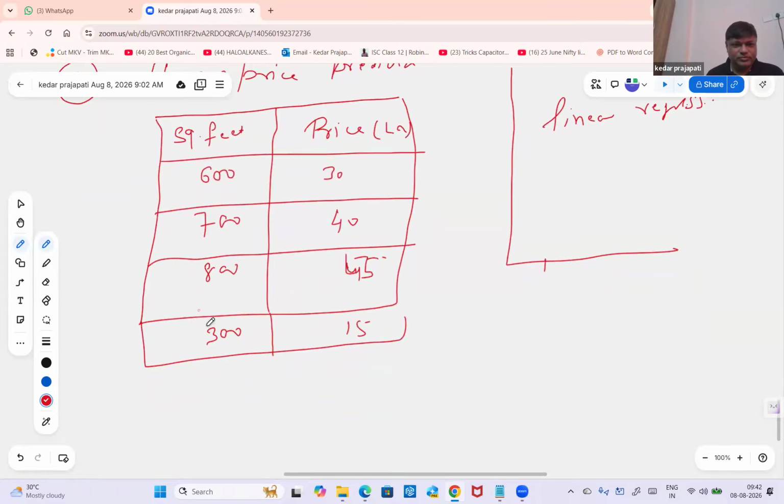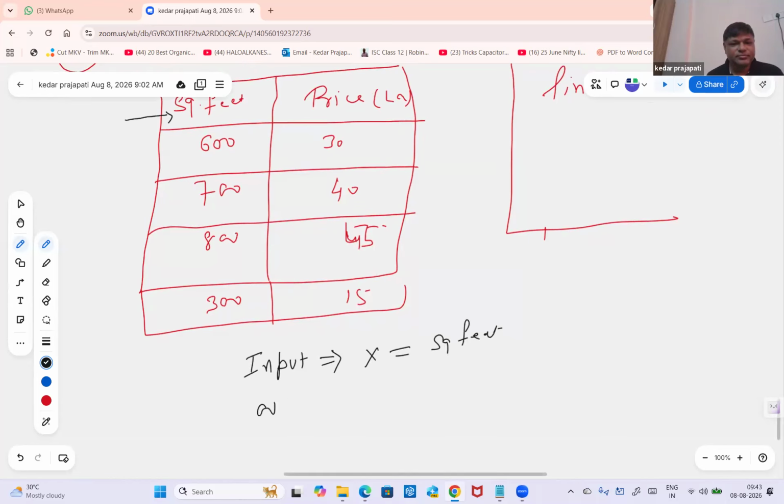Now coming to the main point, this is your feature. This is your input variable. In this example, input you can give like x value, x equal to square feet, and output is y variable, which is price. So this is known as the dependent variable.